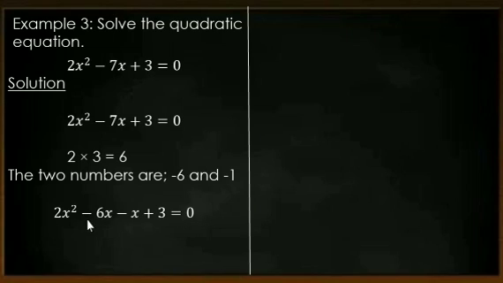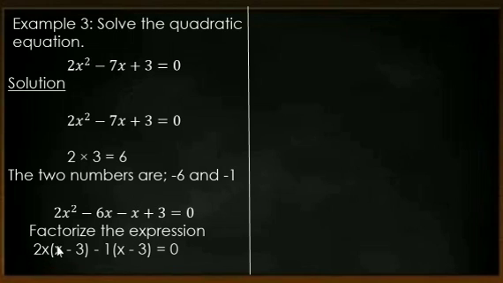Looking at 2x squared and 6x, we will find out that 2 can divide here, 2 can divide here, x can divide here, x can divide here. So our common factor in this case is 2x. And looking at minus x plus 3, we can also take 1 as our common factor that can divide x and 3. So factorizing this expression, we'll have 2x into bracket x minus 3, minus 1, which is the common factor in x and 3. So whenever you get to a stage like this and you're not sure of what the factor could be here, you could also take 1 as your factor.